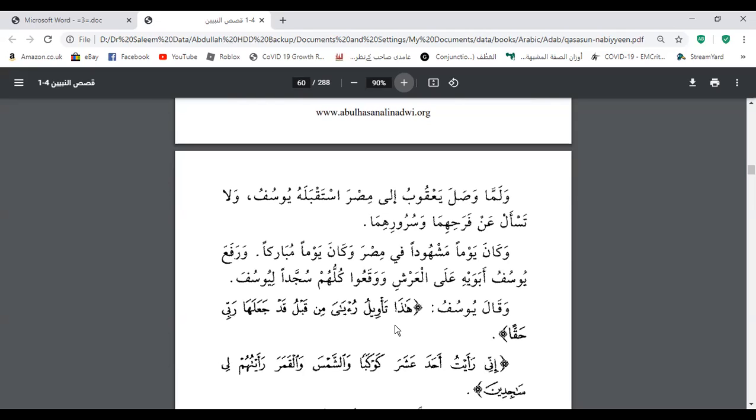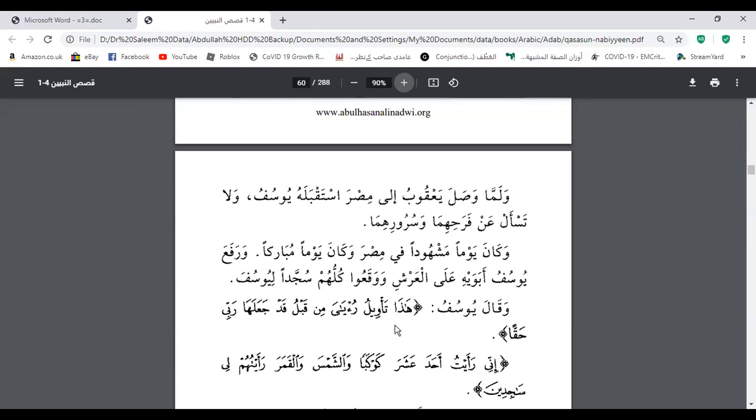وَلَمَّا وَصَلَ يَعْقُوبُ إِلَى مِصْرَ. Then obviously the story is that they all went. This is what Yusuf alayhi salam said, bring Yaqub and all the family here. So when Yaqub alayhi salam reached Misr, the country, Egypt, Yusuf alayhi salam received him and gave him reception.